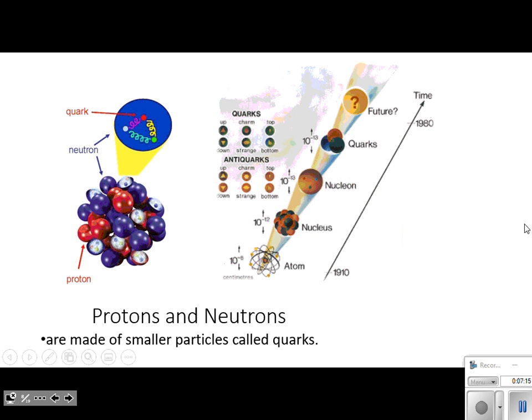Now this diagram here I thought was kind of interesting, because protons and neutrons are made up of smaller particles that we call quarks. So we started off saying way back when that atoms were the smallest thing, okay? Atoms were the smallest thing that existed. Well, then we found out that there was a nucleus, which was even smaller than the atom.